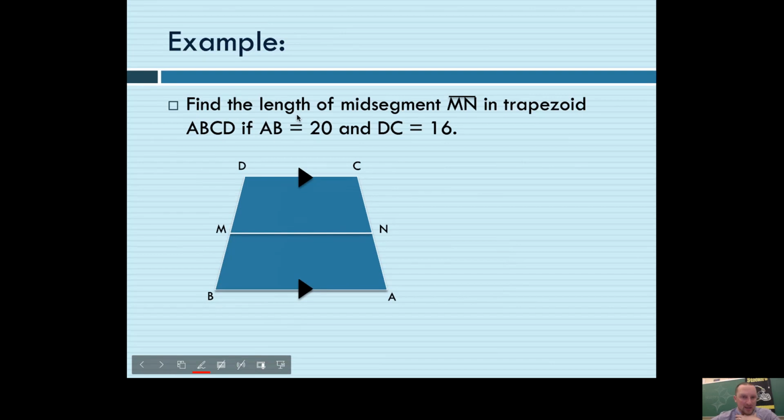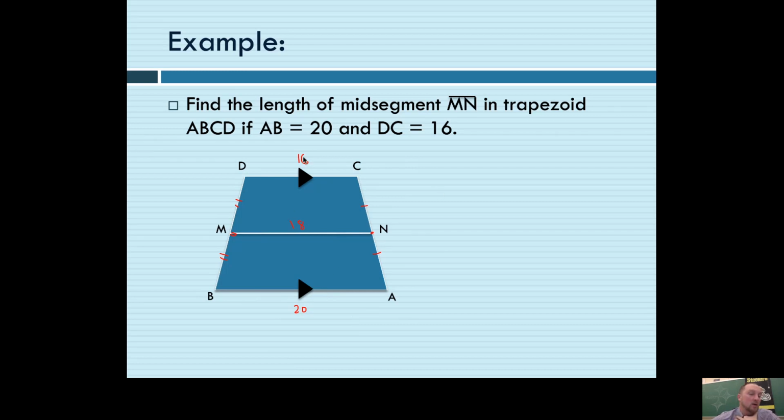So here's an example. Let's find the length of the mid-segment, and they're telling you it's segment MN. So if the mid-segment is segment MN, then that means N is a midpoint, and it means M is a midpoint. Find the length of that mid-segment in this trapezoid. They're telling you A to B is 20, and they're telling you D to C is 16. What number comes directly in between 16 and 20? 18 does. You can probably do that in your head.